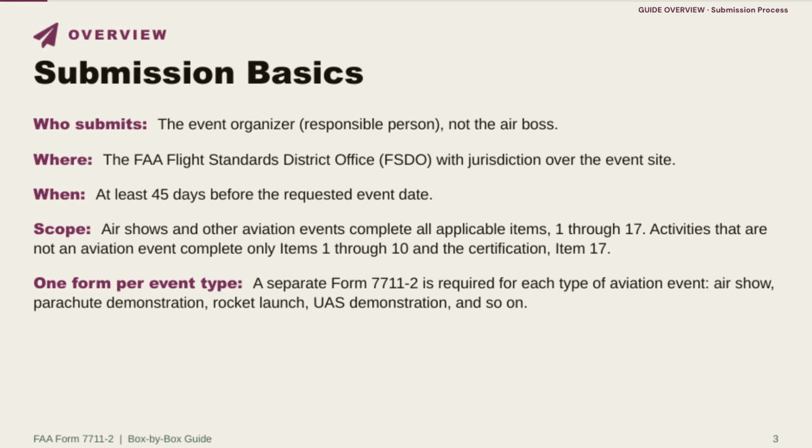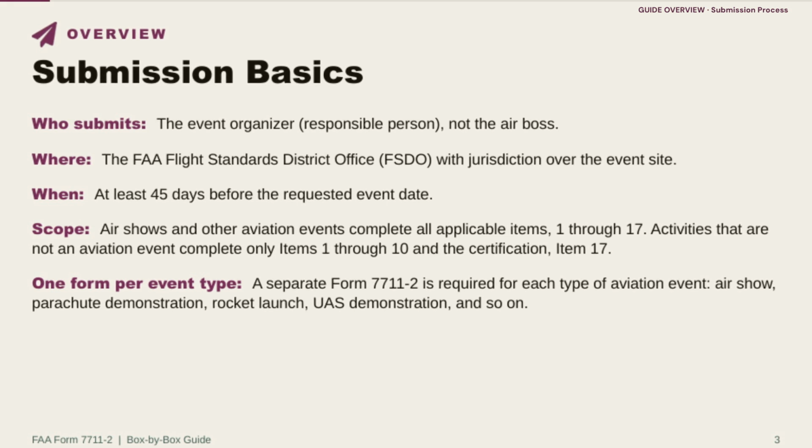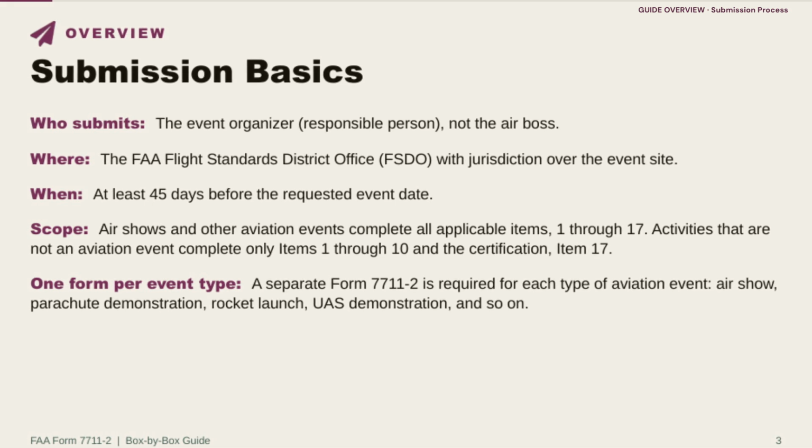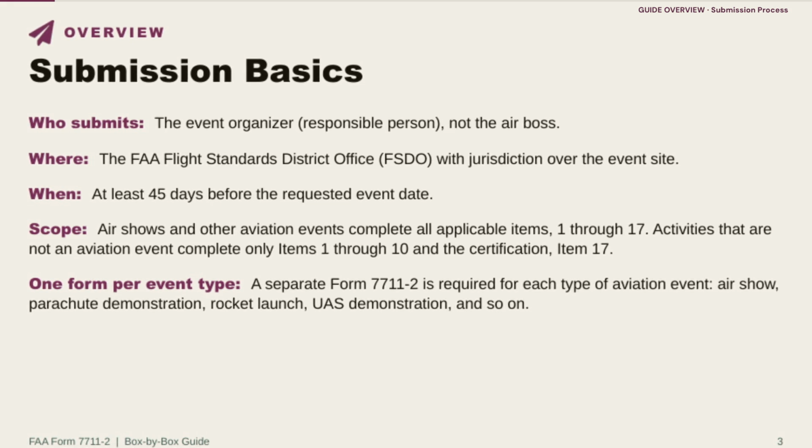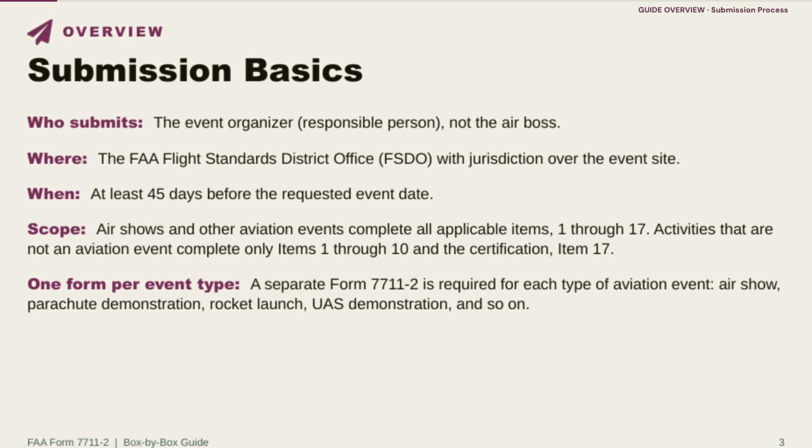Scope varies by activity type. Air shows and other aviation events complete every applicable item, 1 through 17. Activities that don't qualify as an aviation event only need to complete items 1 through 10 plus the certification in item 17. One more detail worth remembering. A separate Form 7711-2 is required for each type of aviation event. An air show, the parachute demonstrations, a rocket launch, and a UAS demonstration each get their own form, even if they're happening at the same site.